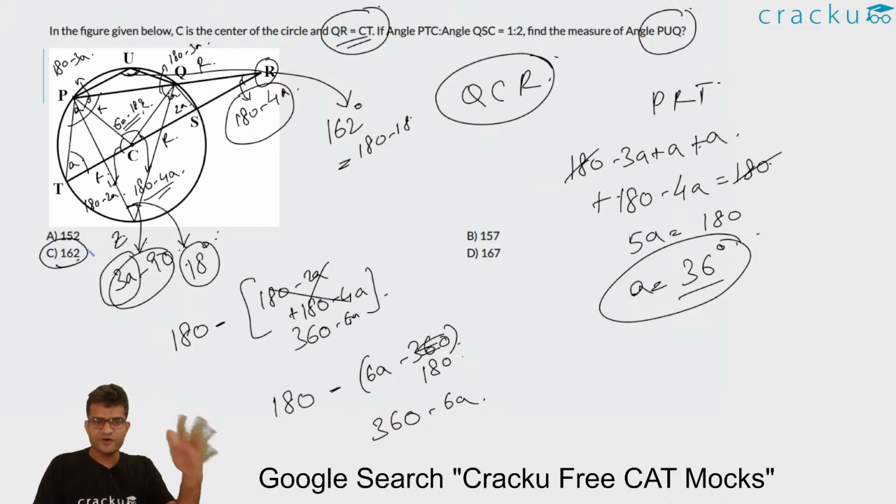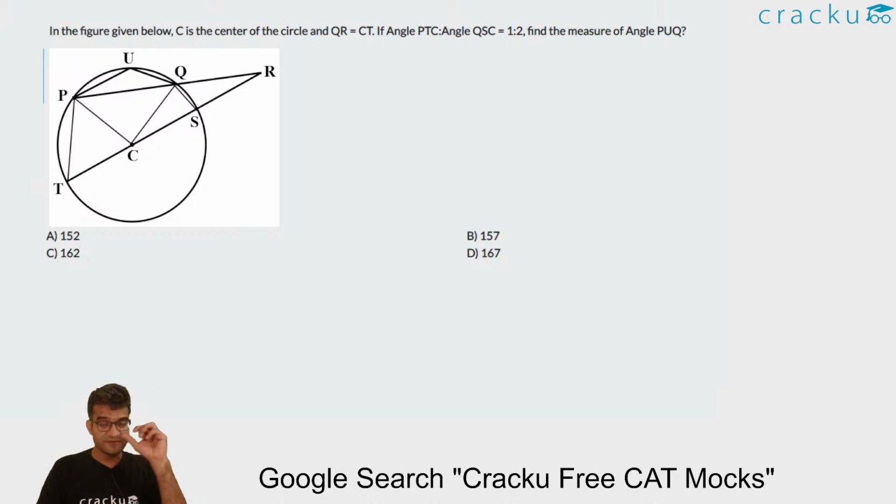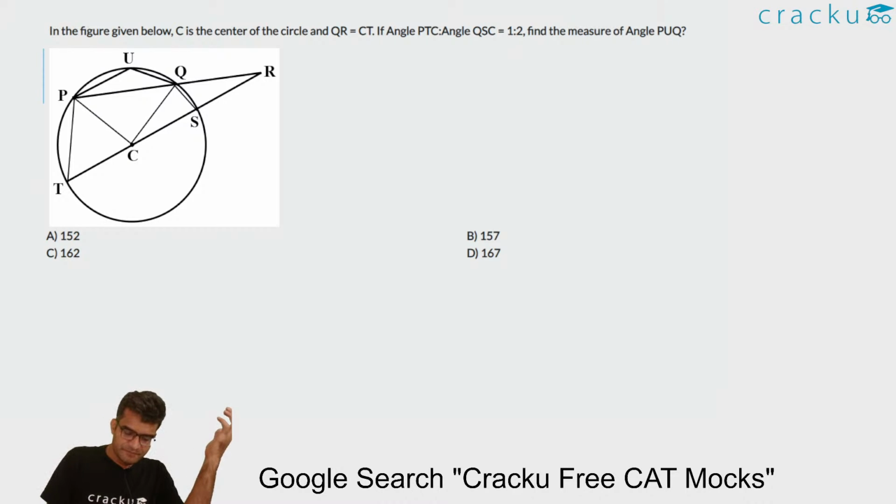Just to reiterate what we have done, let me clear all of this. We have basically joined C to P and Q, and we have joined T to T and Q to S. Using this, using the information that PCT is an isosceles triangle. Sorry, PCT, these two are the same.